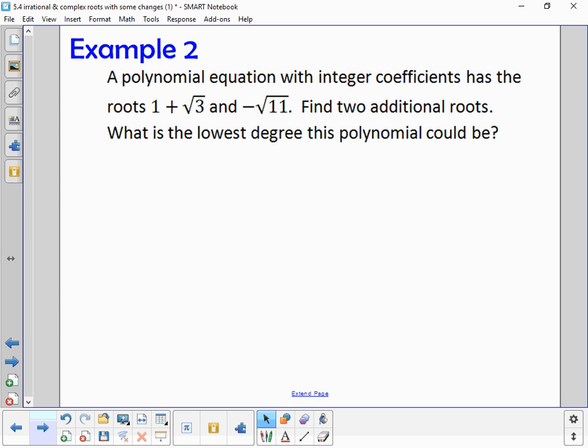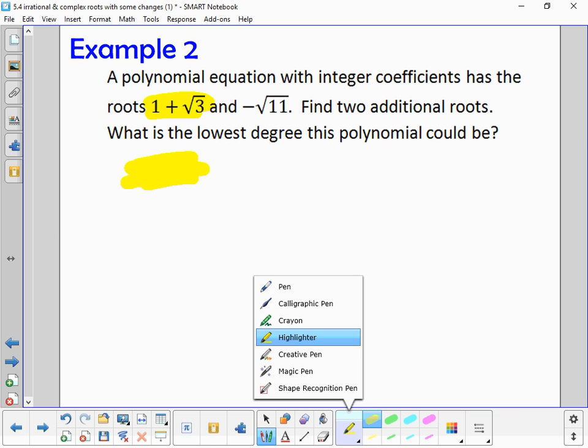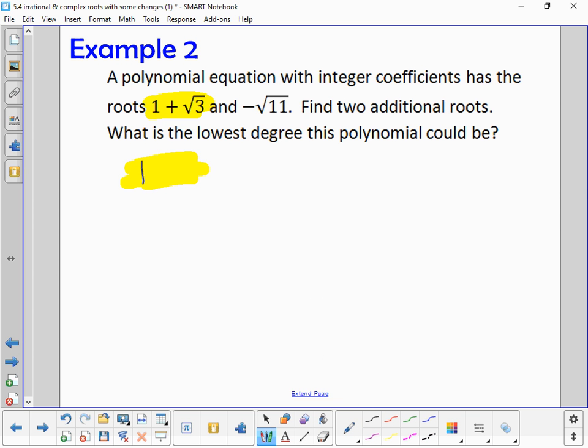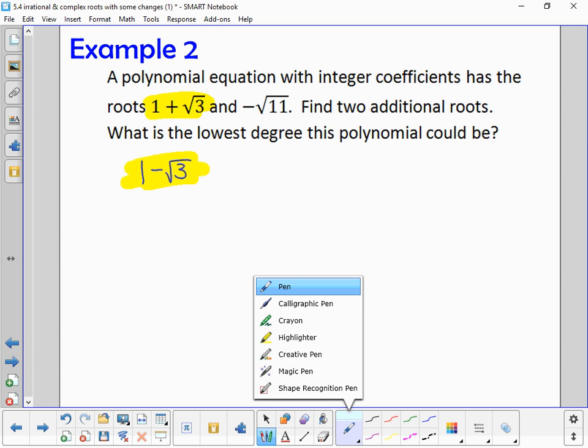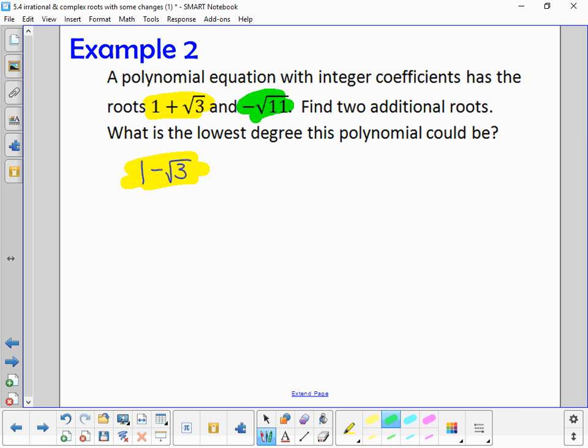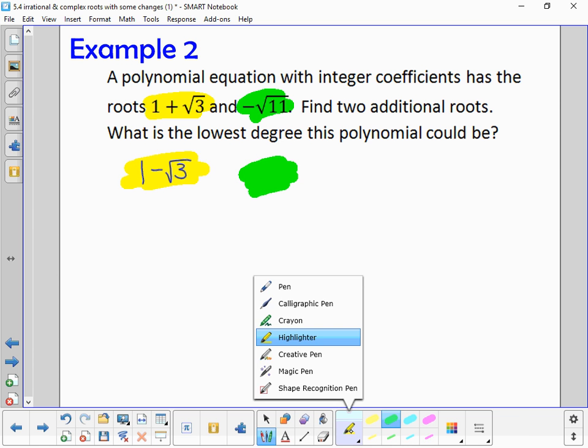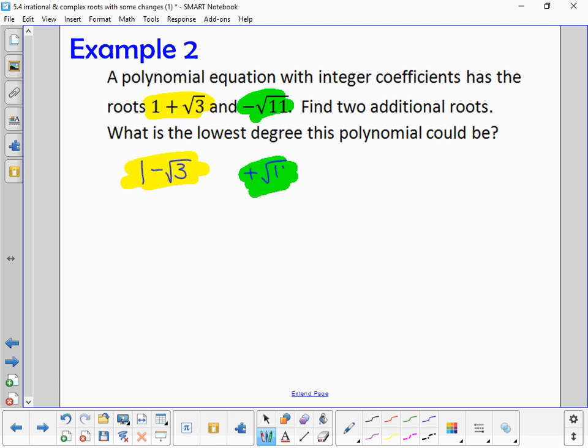For example, a polynomial equation with integer coefficients has the roots 1 plus root 3 and negative root 11. Find 2 additional roots. Well, automatically I know, since both of these are irrational, that they each have a pair that goes with them. If 1 plus root 3 is a root of the polynomial, 1 minus root 3 would also be a root of the polynomial. If negative root 11 is one of the roots, then we would also have positive root 11. And you don't have to write the positive sign there, but you can.